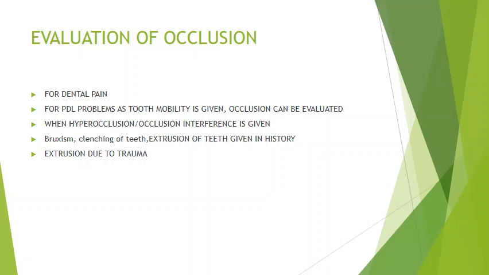Any kind of parafunctional habit, bruxism, clenching of teeth, extrusion of teeth, given in the history, you can choose this option safely. Extrusion due to trauma, any traumatic condition given, you can choose this option safely. So evaluation of occlusion is a safe option to choose in endodontic pain as well as periodontal problems whenever mobility is given, and whenever you can see there is something to do with the occlusion. So you can choose this option.